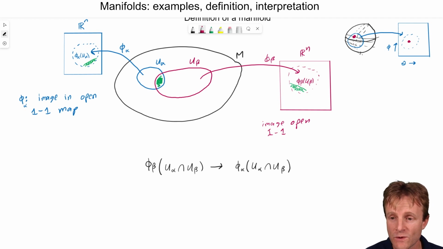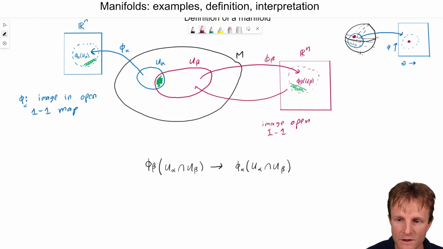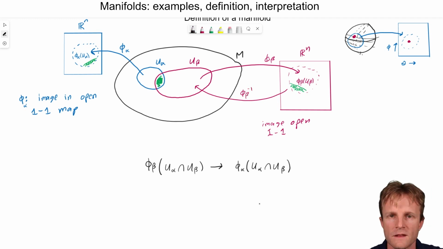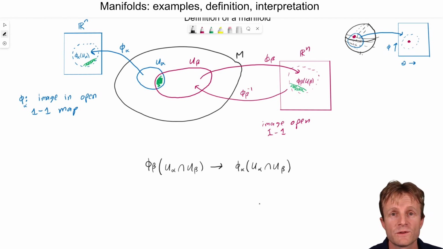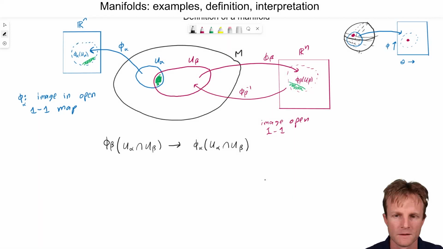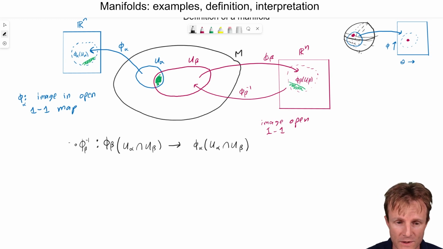Well, to get from the red Rn to the manifold, we have to use the inverse map of phi beta. And to get from the manifold then to the blue Rn, we have to use the forward map phi alpha. So when you do composition, you read from right to left, which means we have to do first phi beta inverse to get to the manifold. Then we compose with phi alpha to get to the blue Rn.